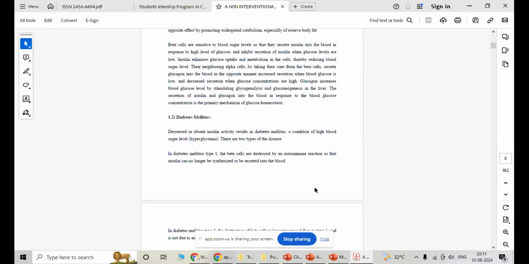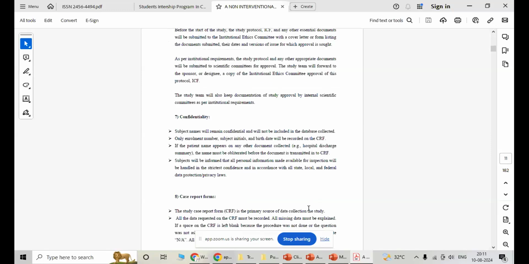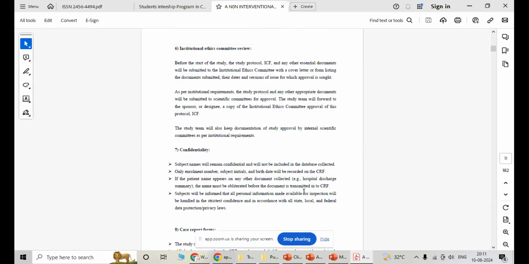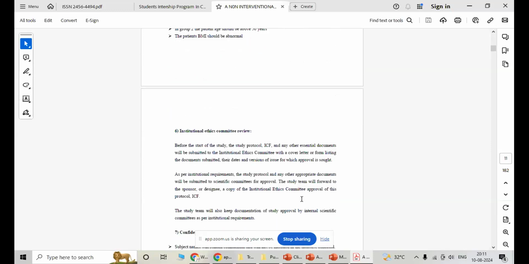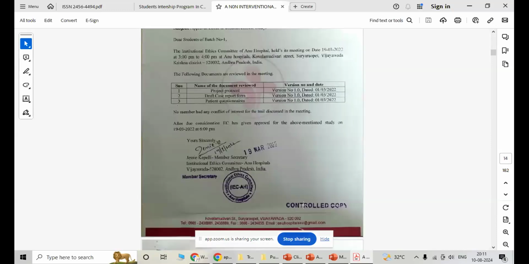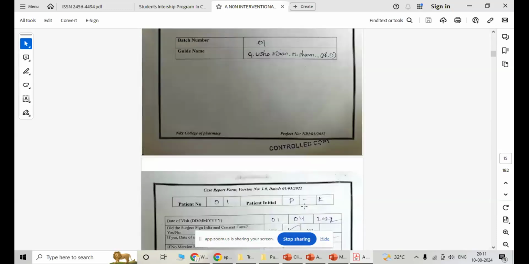So this is the protocol. This is the introduction part. This is the primary objective, the study objective, and how many patients they have collected. They collected the data on 20 patients, group 1, group 2. This is the ethics committee approval. This is the case report form. We have guided them, and they have prepared the case report form.